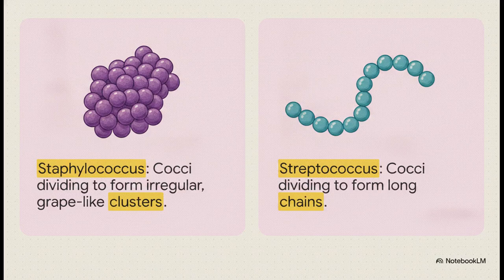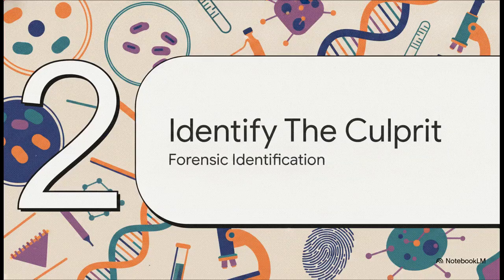It's actually a massive clue for us. The genus name literally comes from the Greek word for bunches of grapes. It's a perfect visual fingerprint to tell our suspect apart from, say, Streptococcus, which divides in a way that forms long chains instead.